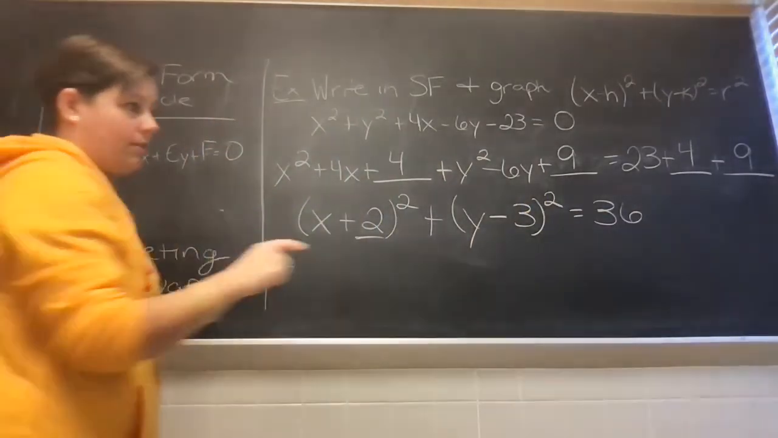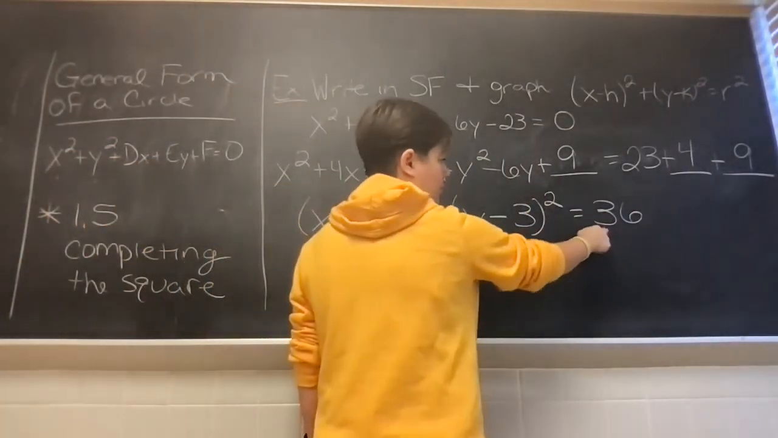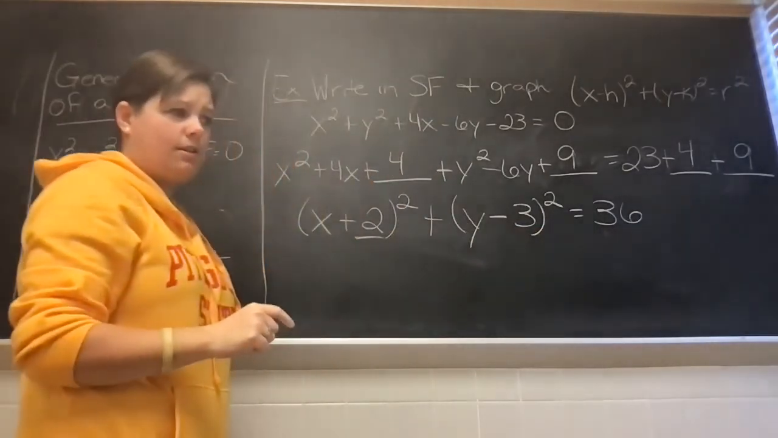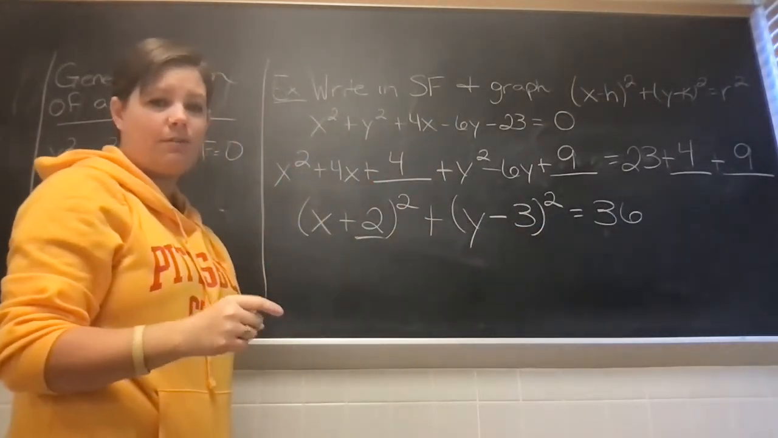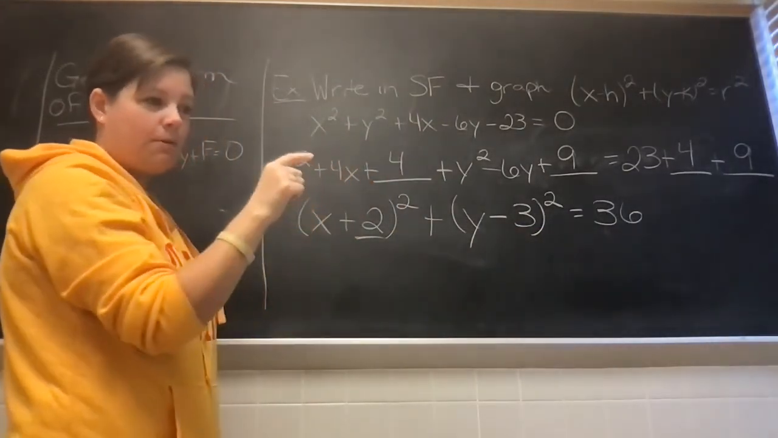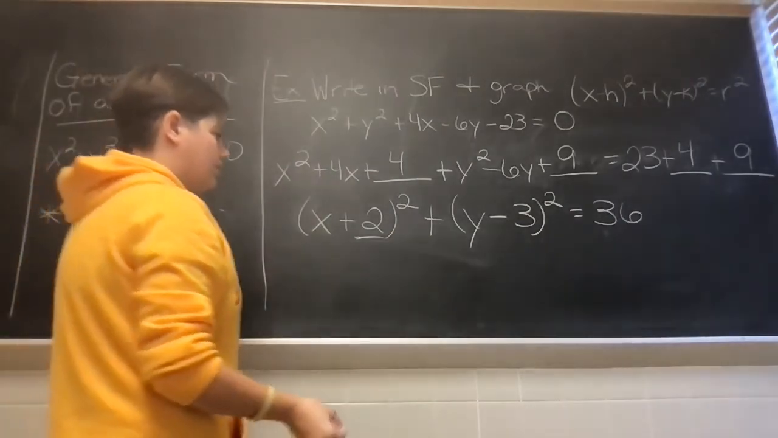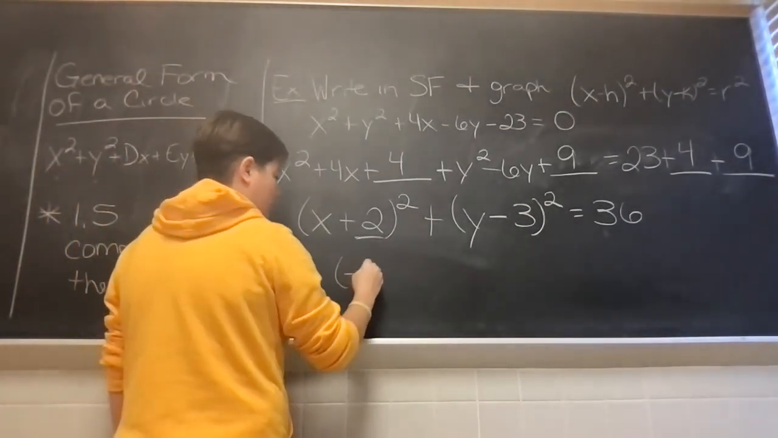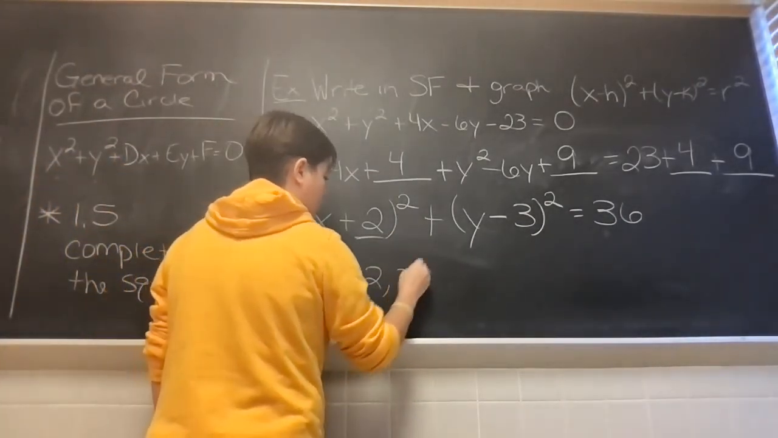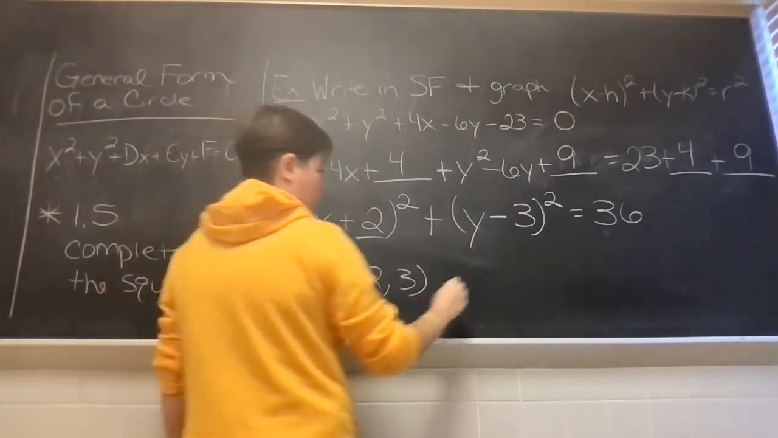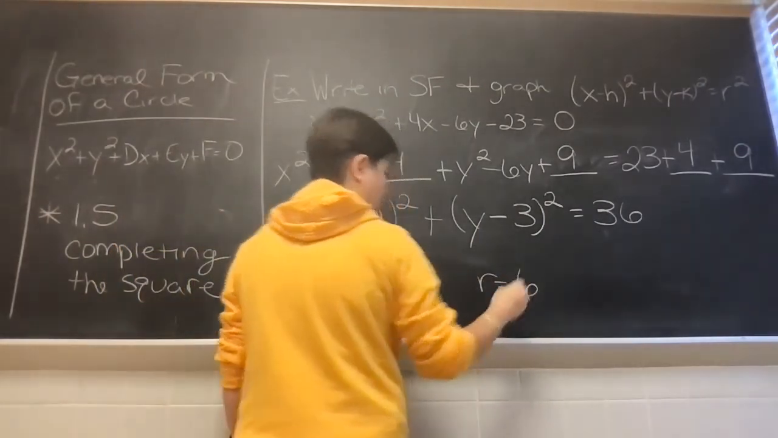Here's another little thing. This will almost always, I mean, every time I've ever done it, and I don't try to trick you guys up and give you tricky problems, that should be a perfect square. So now we have a circle that has a center of (-2, 3) with a radius of 6.